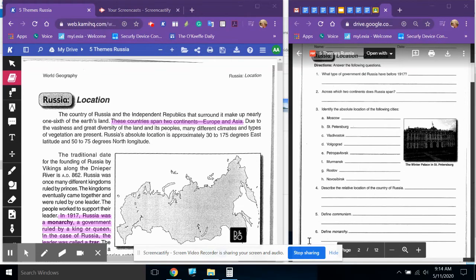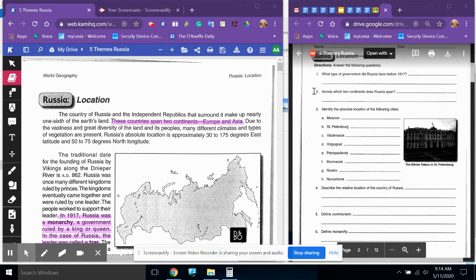Today we're looking at 5 themes of geography: Russia, location. As with all of our readings, you should begin by reviewing the questions you're going to need to answer regarding the reading before you actually do the reading, so you know what you're reading, what you're looking for in the reading. So the first of the 6 questions is, what type of government did Russia have before 1917?